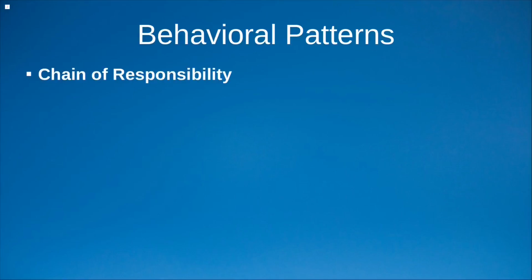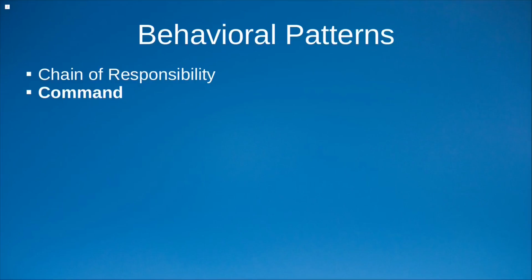Chain of responsibility passes requests through a chain of handlers, allowing each to decide whether to process or forward the request. Command encapsulates requests as objects, enabling flexible execution, queuing, and undo-redo operations in C#. Interpreter defines and evaluates a grammar for a language, suitable for scripting engines and domain-specific languages.